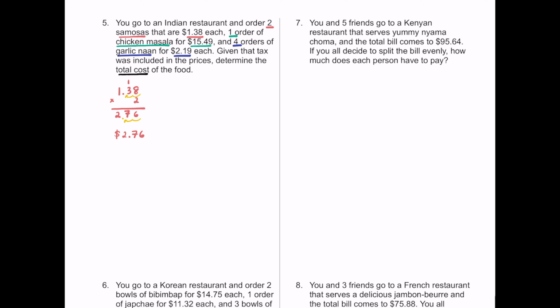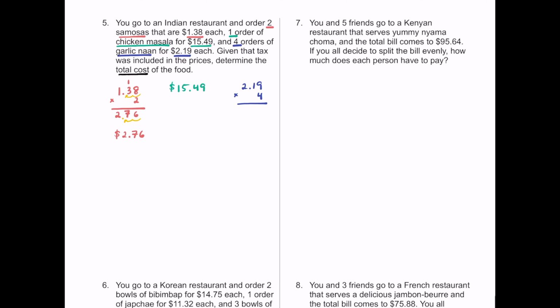Now for the 1 order of the chicken masala, we just have this $15.49. We would multiply that by 1, but that seems kind of silly, so I'm just going to leave that alone. So I'm just going to have $15.49 as the total cost. And then finally for the garlic naan, we have 4 orders of that. It's going to be $2.19 for 1 of them, and we're buying 4.